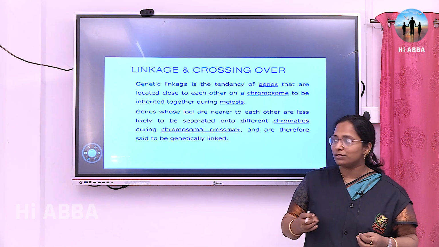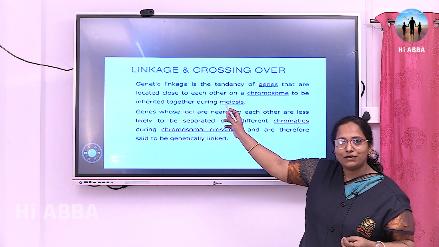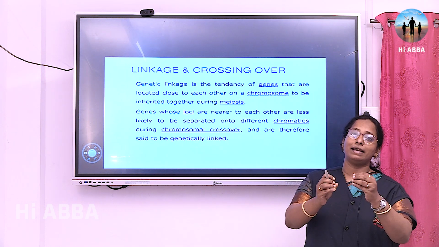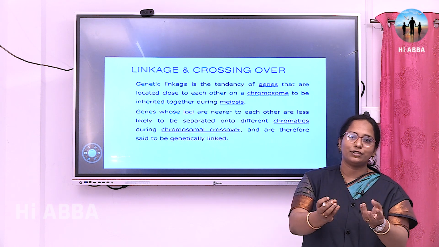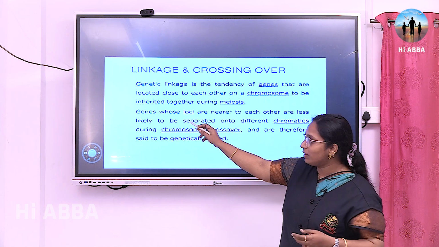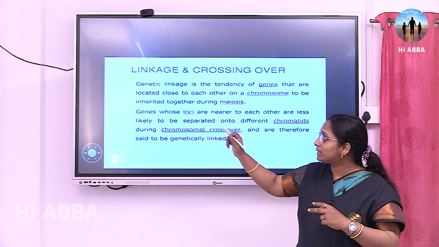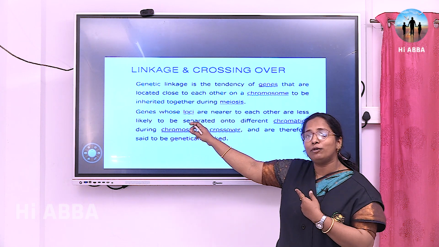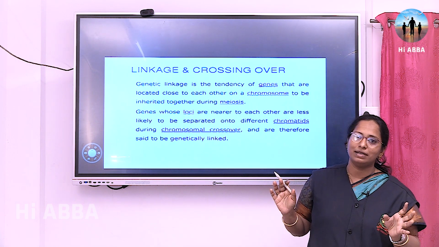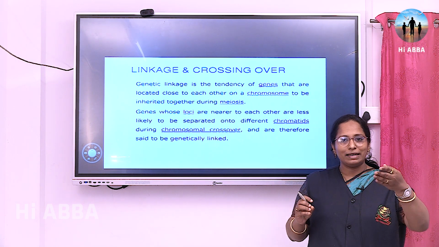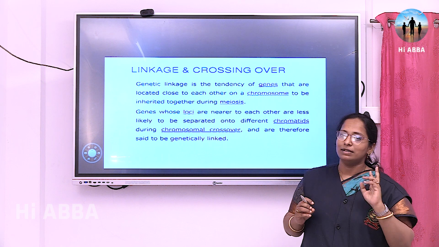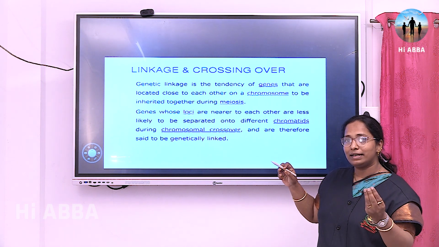We know the cell division in which the genes are inherited to the next generation, and we know about the gametes. We call that division meiosis. During meiosis, these linked genes are inherited to the next cells, which we call the gametes. Genes are located on the locus, loci being the plural. Genes that are nearer to each other are less likely to be separated. They cannot be separated, and when they are inherited from one generation to the next, they will be inherited together, as a whole.